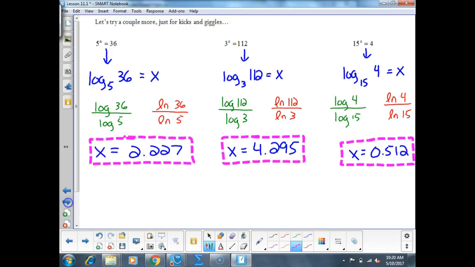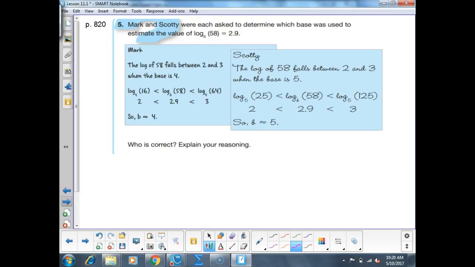Okay? What I would like you to do now is turn to your textbook to page 820, where Mark and Scotty were each asked to determine which base was used to estimate the value of log base b of 58 is equal to 2.9. Mark has his logic, Scotty has his logic. What I would like you and someone near you to do right now is tell me who between Mark and Scotty is correct. Okay? Go for it. With an explanation.